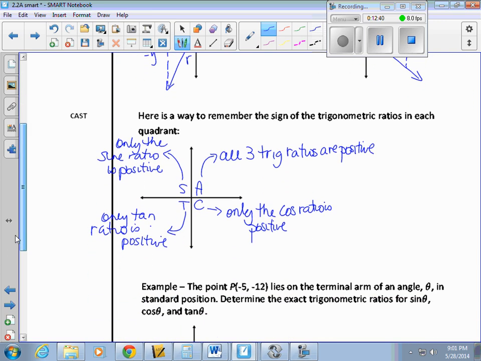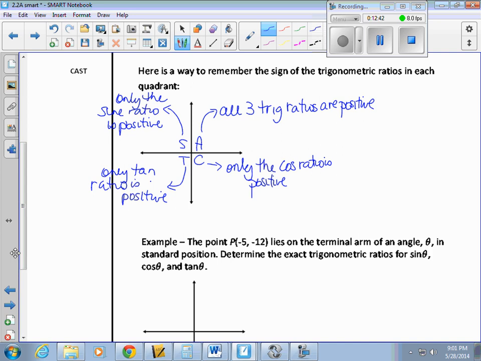So if I asked you to find the tangent of 112 degrees, that is in quadrant 2, but only sine is positive, so I know that my answer needs to be a negative value. So that's what you use the CAST rule for.